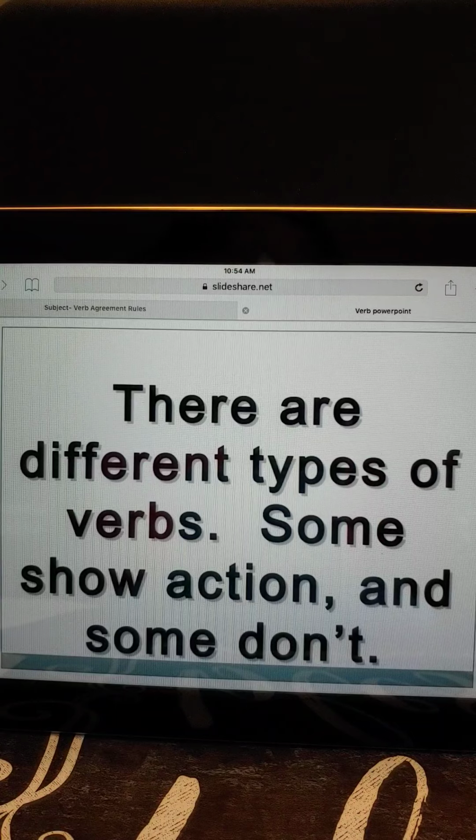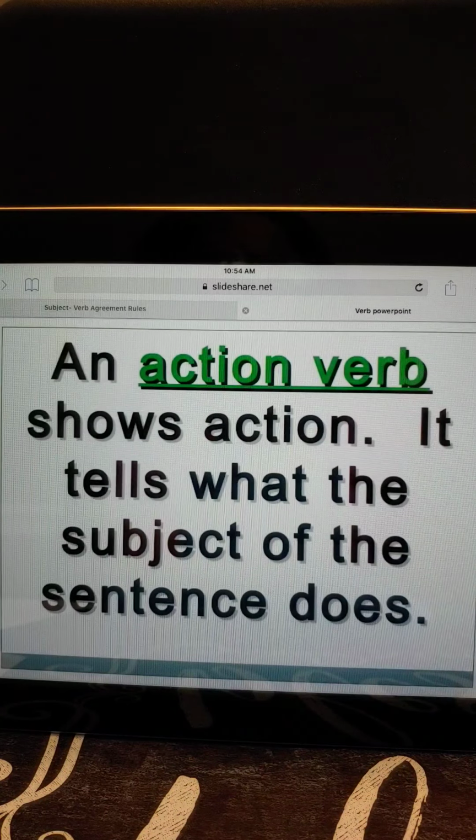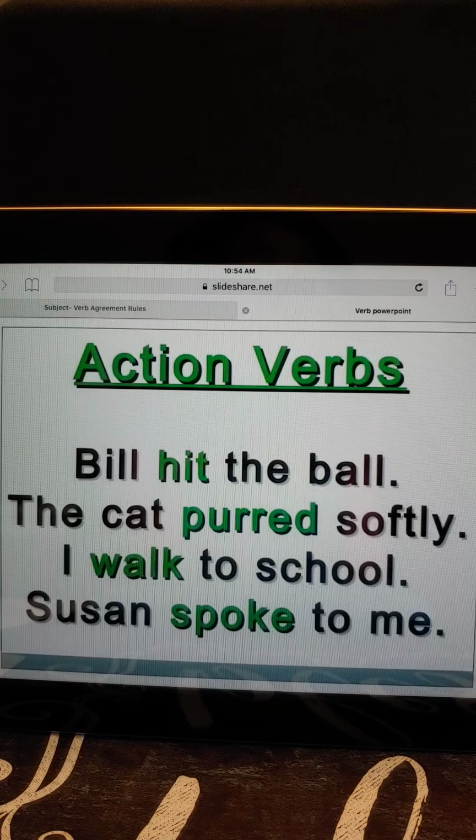Some show action and some don't, okay? The ones that show action are called action verbs, okay? They show action. It tells what the subject of the sentence does. So things like skipping, hopping, jumping, playing, those are all action verbs. All right, action verbs such as Bill hit the ball. Hit would be our action verb because you can actually hit something.